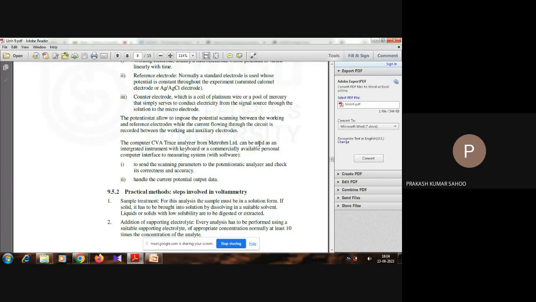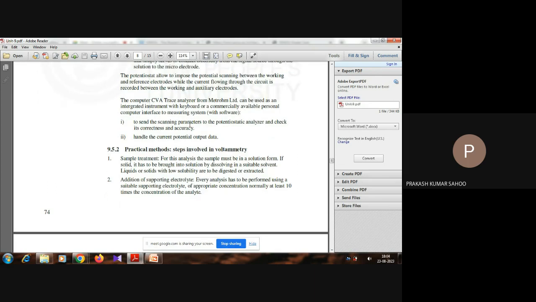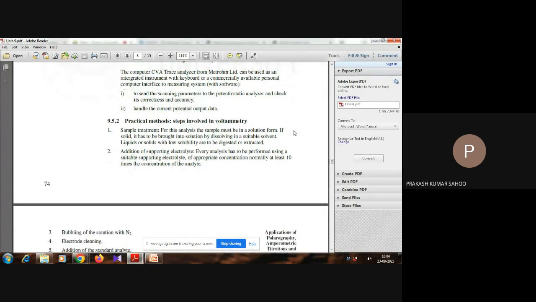The computerized cyclic voltammetry and trace analyzer from Metrohm Limited can be used as an integrated instrument. So this is the advanced version of your voltammetry. It is used to send the scanning parameters to the potentiostatic analyzer, check their correctness, and handle the current potential output data.